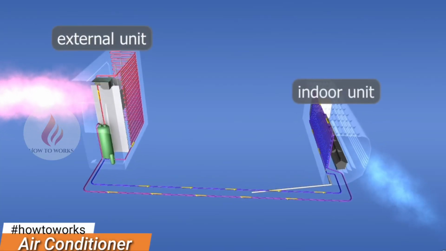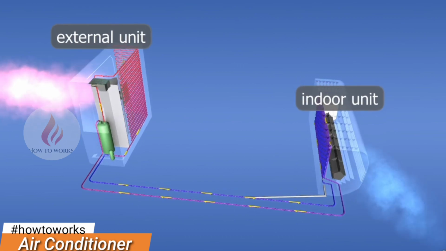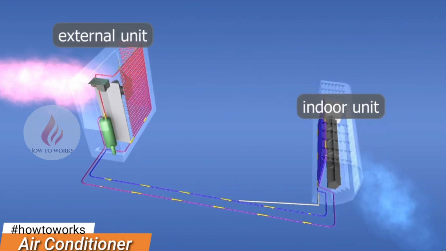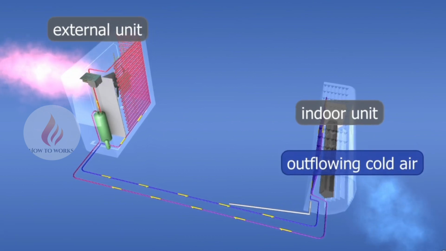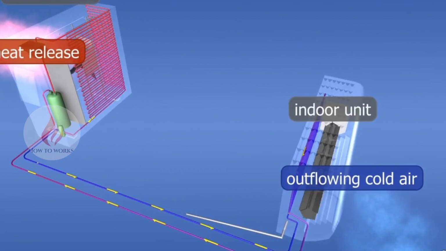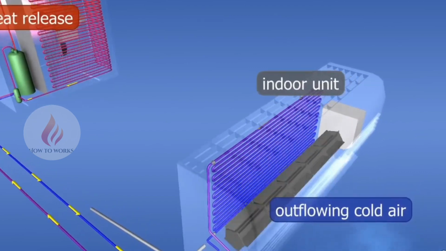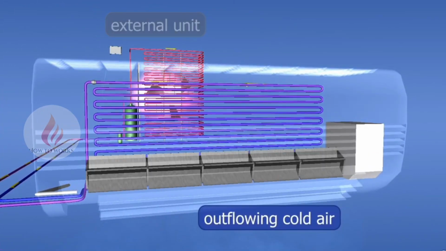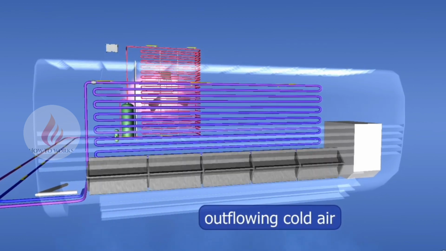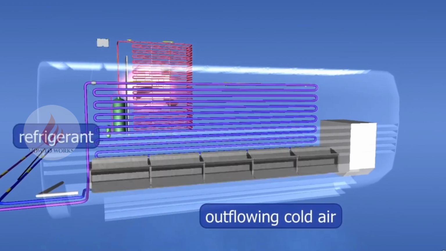Used to cool the interior of buildings, air conditioners consist of two main parts, an indoor unit and an external unit. The apparatus blows cold air into the room. That is, it draws heat away from the air and releases it outside. Let's follow the phases of this process, starting in the indoor unit.